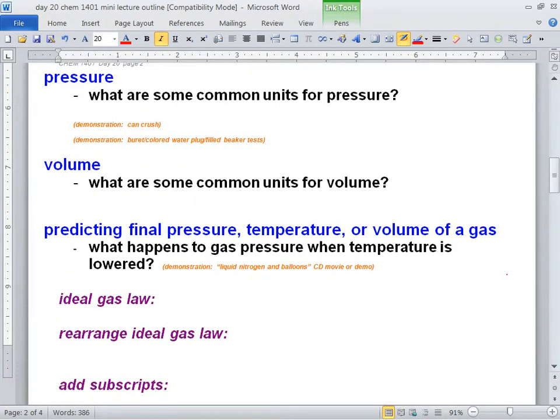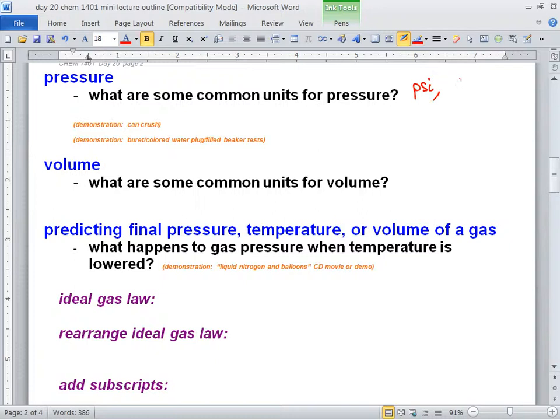So what are some common units for pressure? Megan, what would be some units for pressure that you've heard of before? You fill the tires up to this. PSI. PSI, pounds per square inch. How about another one, Bowdy? The PSI is English. We're not going to do any problems at all in English.